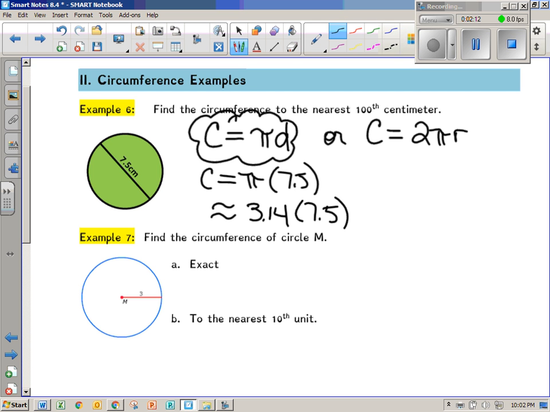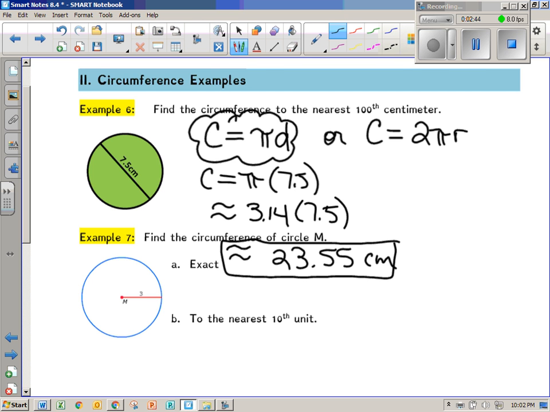So to get an approximation, which we're going to do, sometimes I'll ask you to give the exact answer, like on example 7, and we'll show what to do there. But if you multiply 3.14 times 7.5, which you can just work out to the side, and I would do that on my homework and actually show it, you get 23.55.